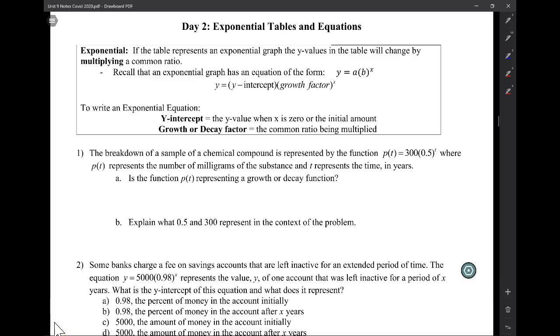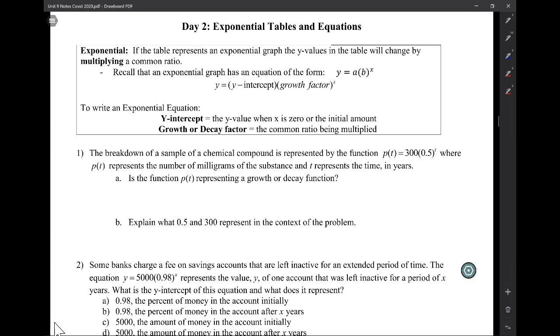All right, welcome back for day 2 of Unit 9. Today we're going to talk about exponential tables and equations and how to interpret the different pieces and parts of an exponential growth or decay function and how to write an equation given the context of a problem.